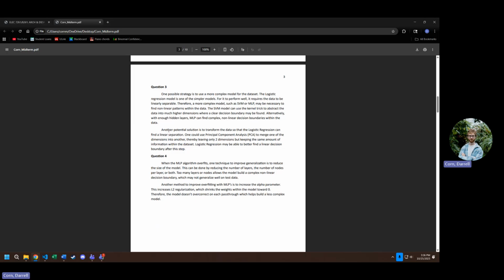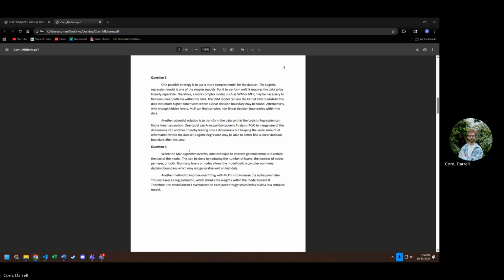Alternatively, you could try to transform your data so that logistic regression is better able to find a linear separation. And one way you can do that is using principal component analysis to merge one of these dimensions into another, thereby instead of having 3 dimensions, you would have 2 dimensions, but you do get to keep the same amount of information within the data set. So after doing that step, the logistic regression may be able to find a better linear decision boundary.